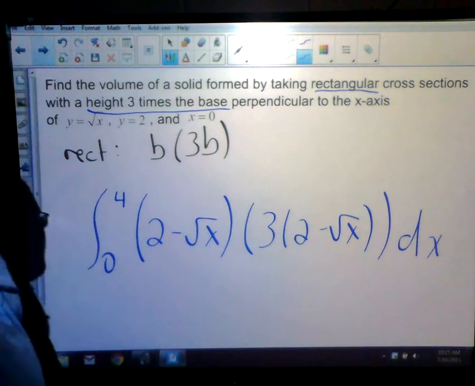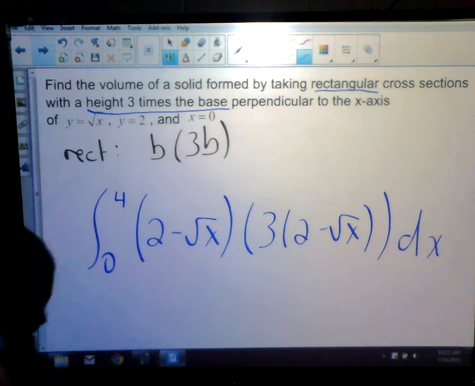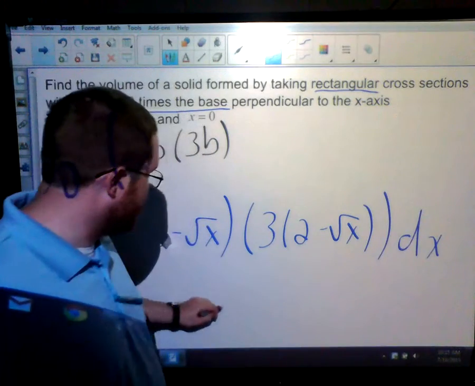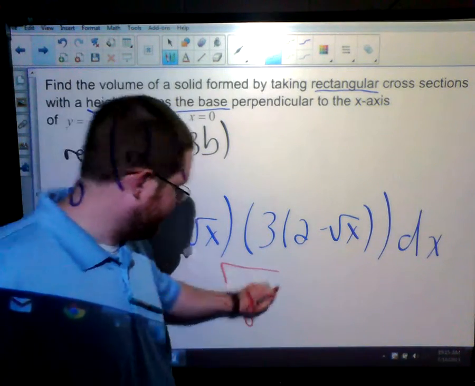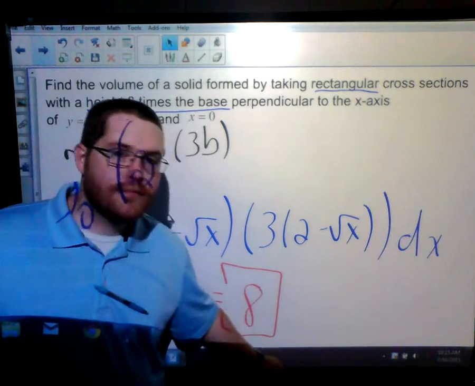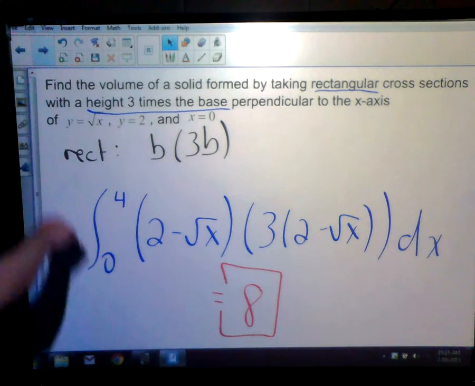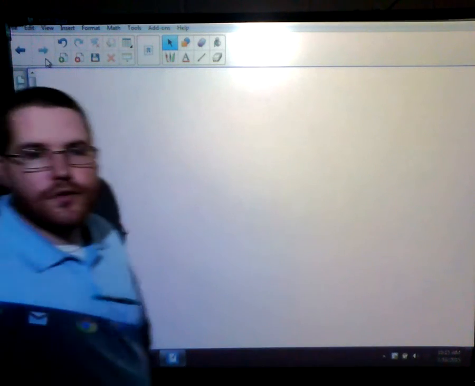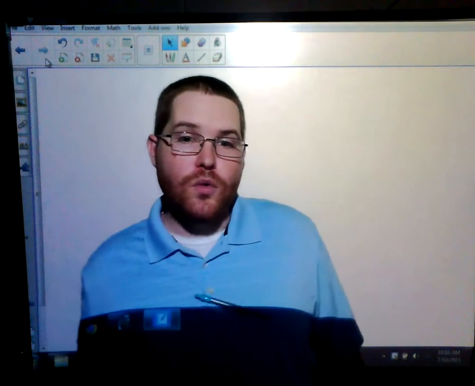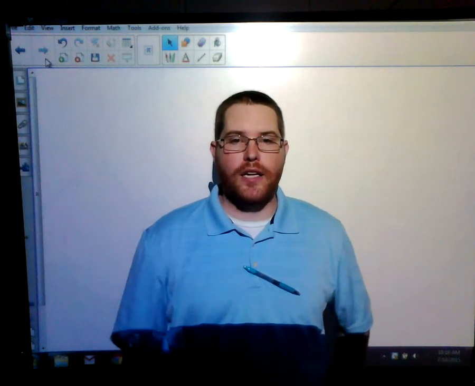The setup is the hardest part. Once you have it set up, you can plug it into the calculator. This one works out pretty easy. It's 8. There's a lot more practice that we're going to do in class for cross-section volume. There's always usually 1 or 2 cross-section volume problems on the AP test.